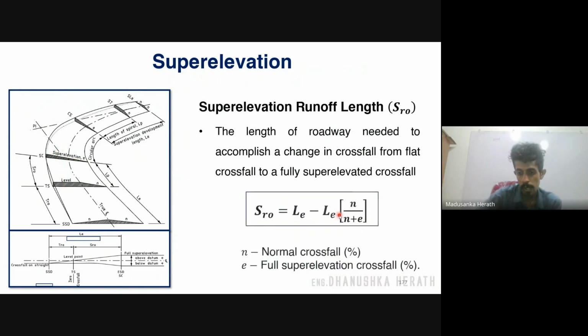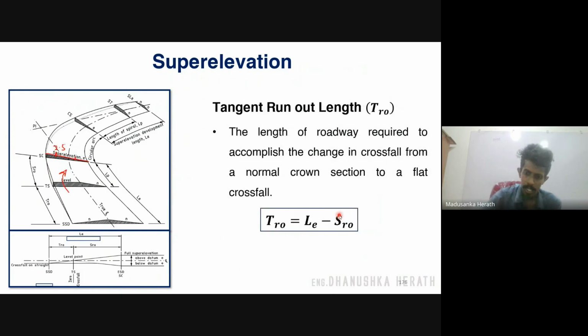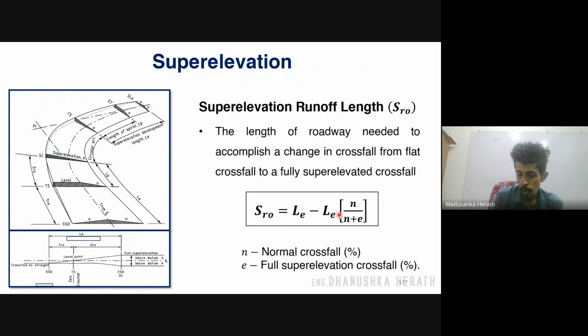So we have to calculate the SRO value. Then there are several methods to calculate LE. So we'll go for that one later. Right. For the moment, you can write down the equation for TRO, tangent runout length, LE minus SRO. Then you can write the equation for super elevation runoff length, LE minus LE times N over N plus E.